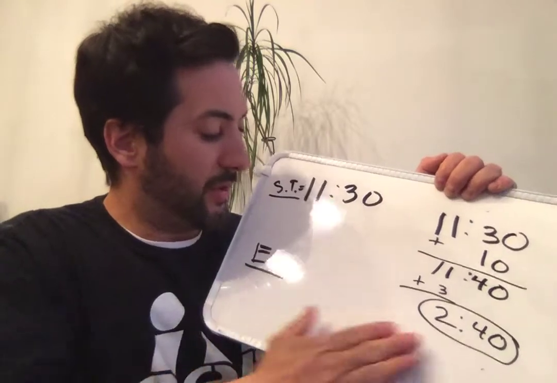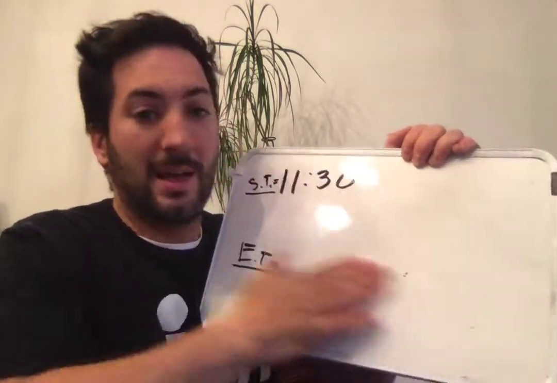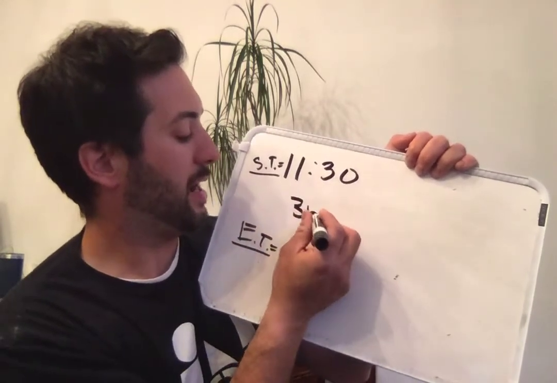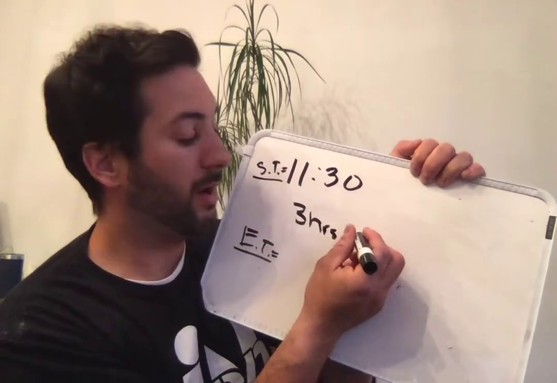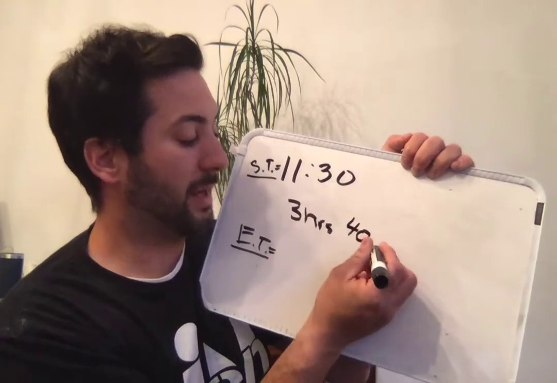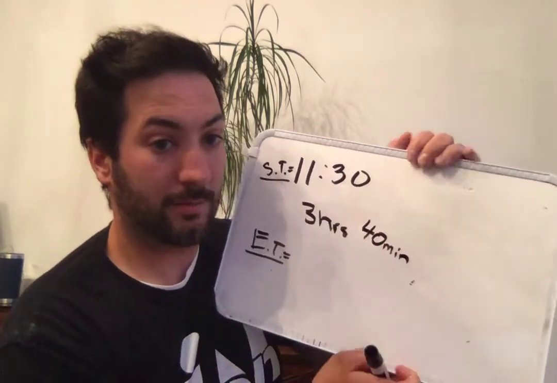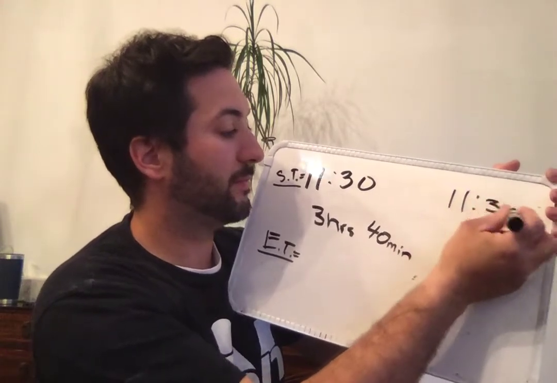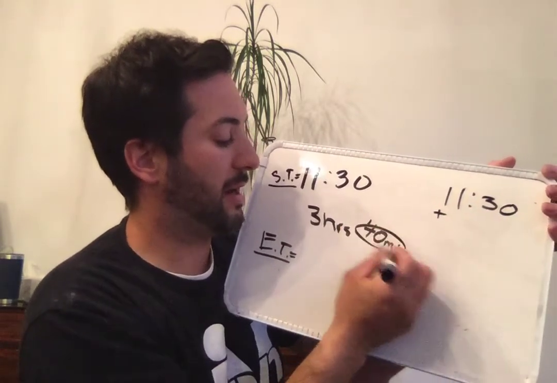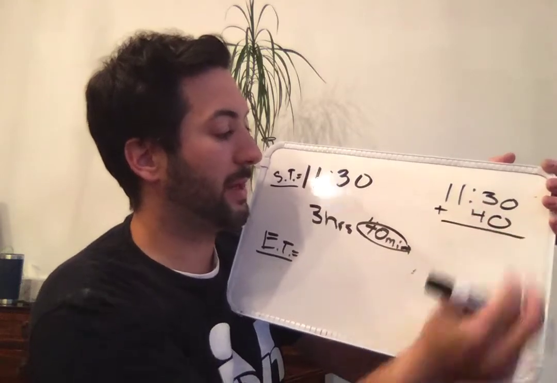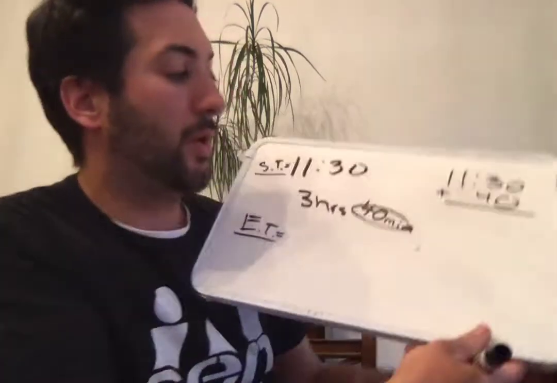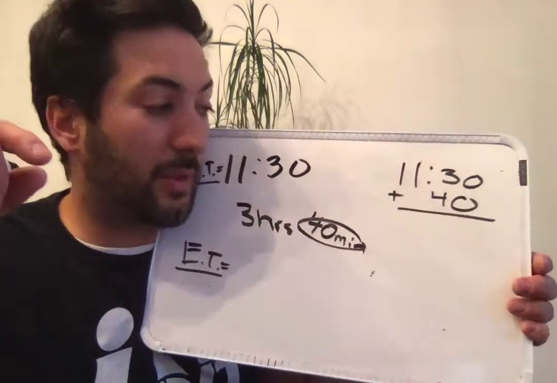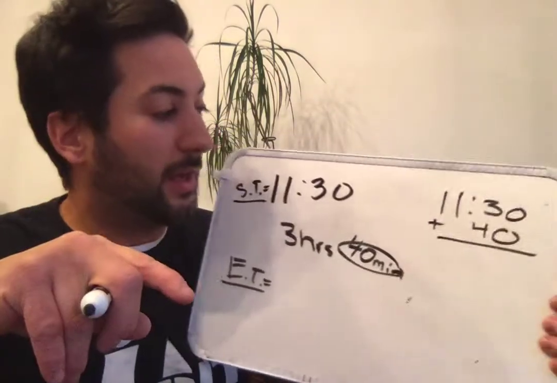Let's start at 11:30 again. Okay, we're going to start at 11:30 again. This time I want to do 3 hours and 40 minutes to make it a little trickier. Okay, let's start. Okay, 11:30, and we want to add our minutes, plus 40 minutes. Here's the trouble. What is 30 plus 40? Somebody tell me what 30 plus 40 is? Good job, Andrew. That's 70, right?